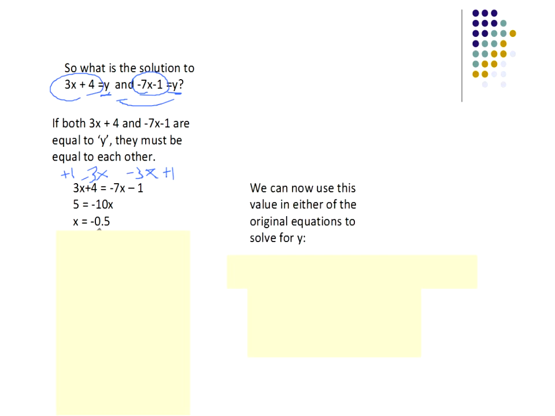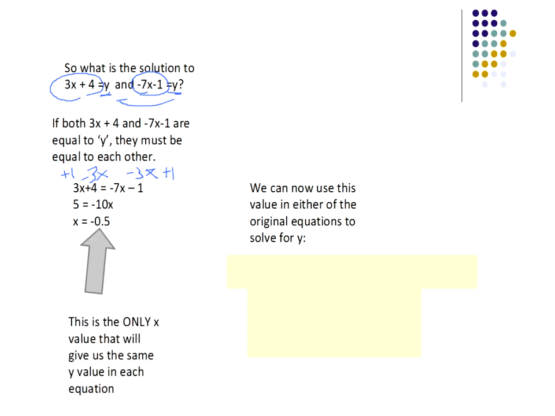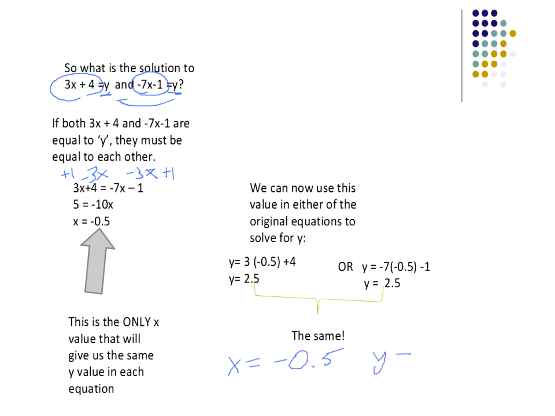Now what we can do is take this x value and plug it into either of the equations. This is the only x value that's going to give us the same y value in each equation. So it doesn't matter which equation I plug that into. In fact, I'll do both. If I plug in x equals negative 0.5 in the first one, I get y equals 2.5, and I get the exact same thing if I plug it into the other equation. So the solution here is x equals negative 0.5 and y equals 2.5.